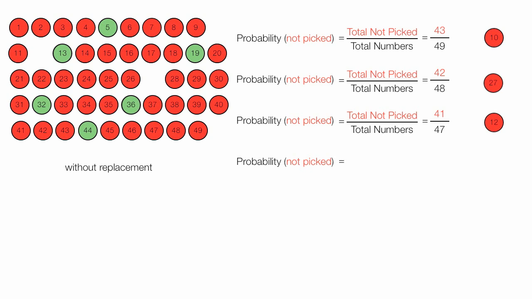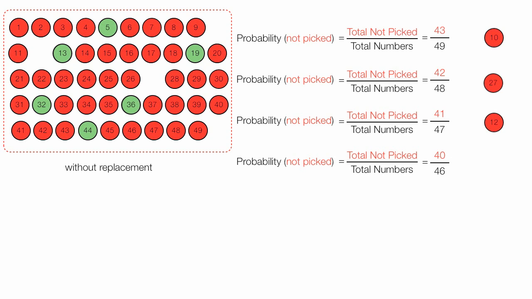Another example is total not picked out of total numbers. Again, we're going to drop it down to 40. Only have 40 red balls left if you counted them up, out of a possible 46. Just to be clear, there's 40 red balls left, and there's 46 total balls left. I'll make that a brown line and make 46 brown as well, so you'll see.